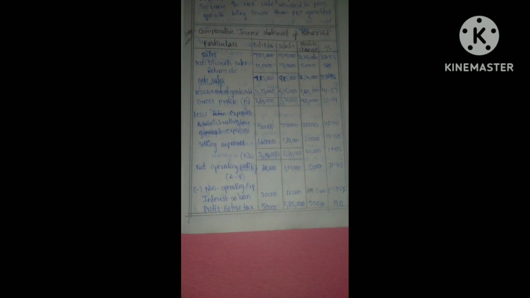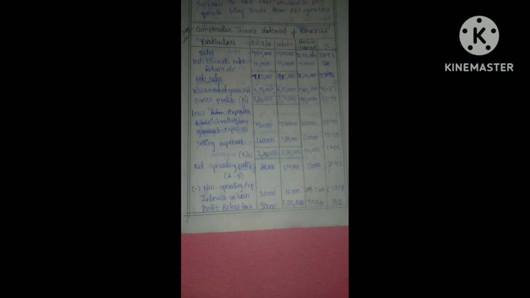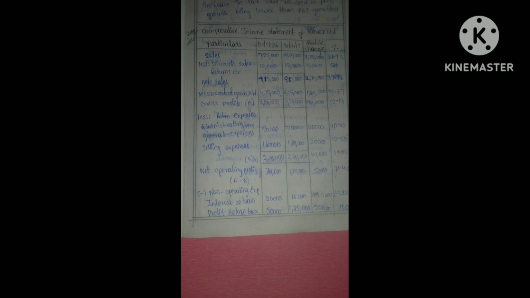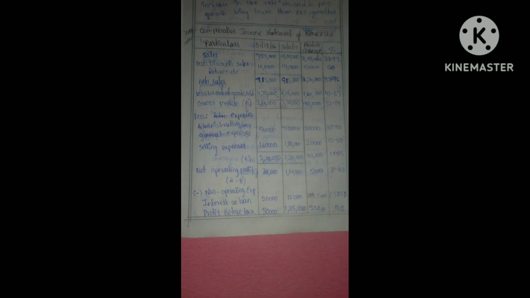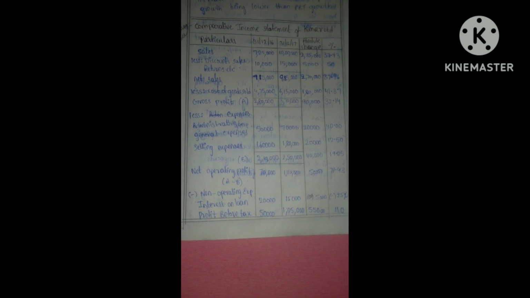Now subtract it with expenses, that is administration and selling expenses. After taking down the values and calculating absolute change for administrative and general expense, we will get the value 20,000 and the percentage change is 40.00. And after calculating for selling expenses, we will get absolute change is 20,000 and percentage change is 12.50. After totalizing we should mark it as B, and absolute change is 40,000 and percentage change is 19.05.